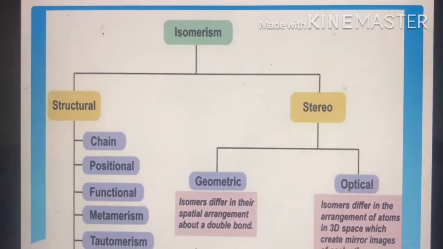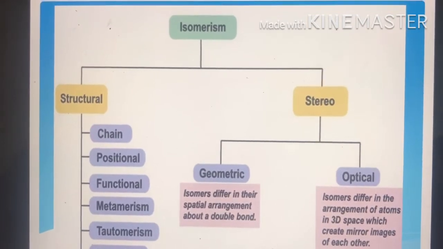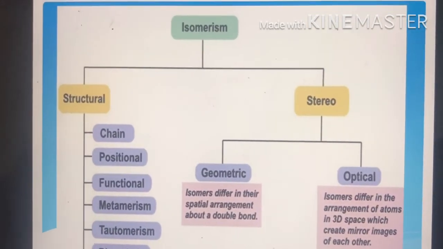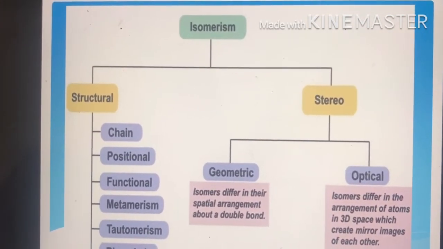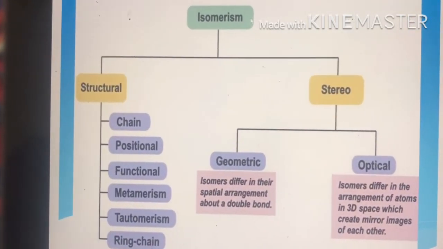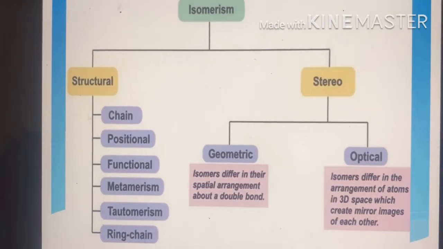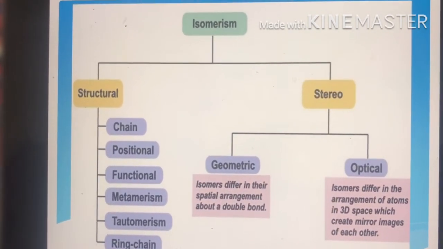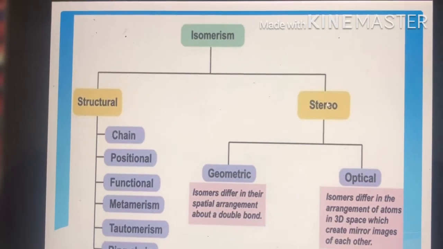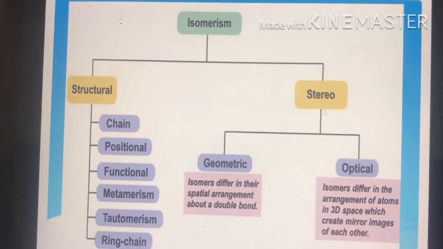Isomerism, as you know, is the phenomenon in which more than one compound has the same molecular formula but they differ in structural or spatial arrangement. Based on that, they are classified into two types: structural isomerism, a difference in the structure of the compounds, and stereoisomerism, based on the difference of structure in three-dimensional space.